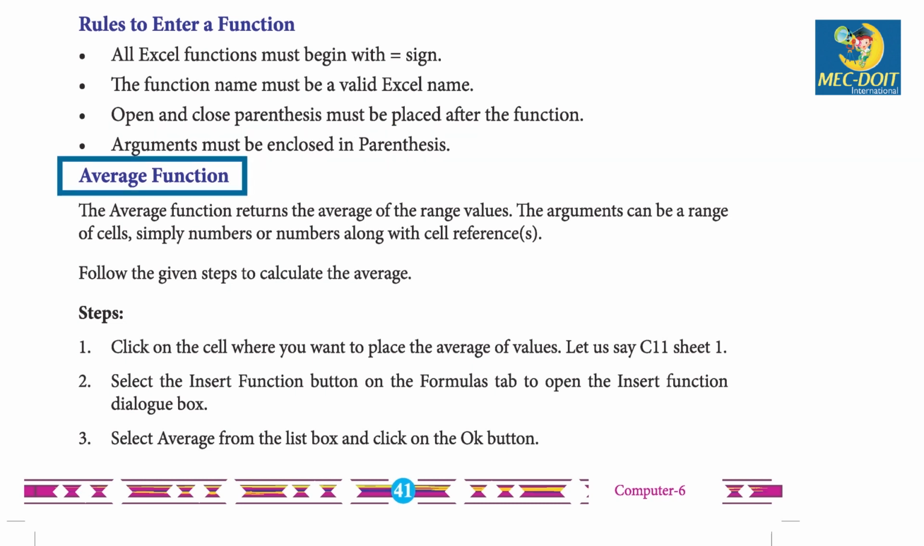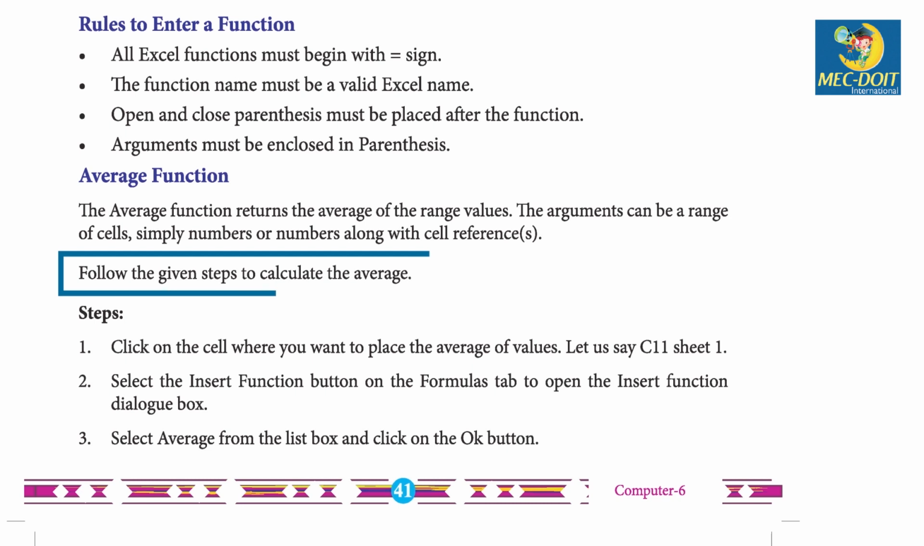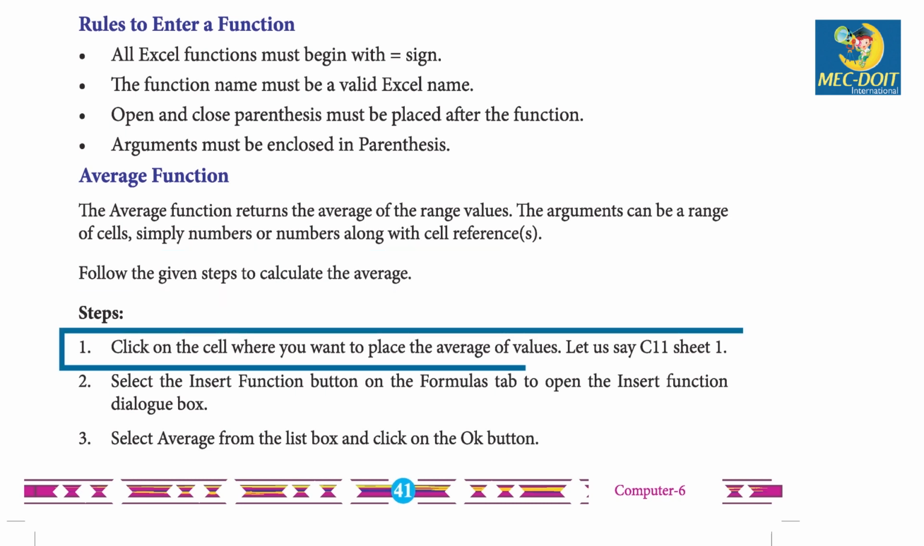Average function. The average function returns the average of the range of values. The arguments can be a range of cells, simple numbers or numbers along with cell references. Follow the given steps to calculate the average. Steps 1. Click on the cell where you want to place the average of values. Let us say C11 of sheet 1.